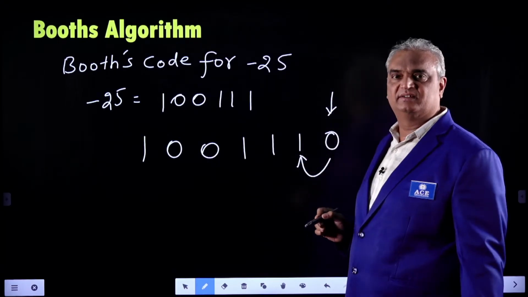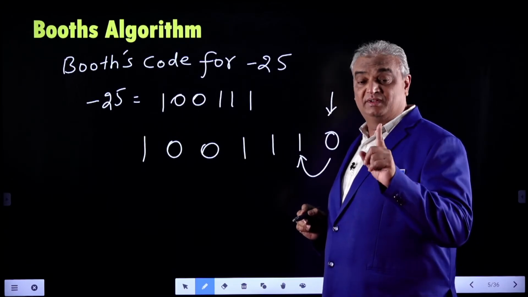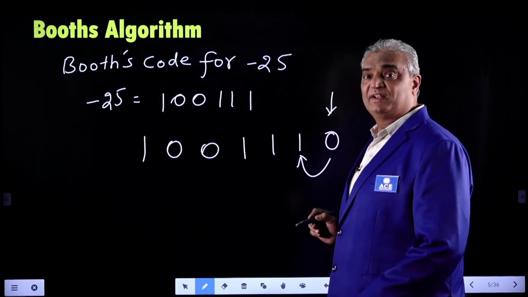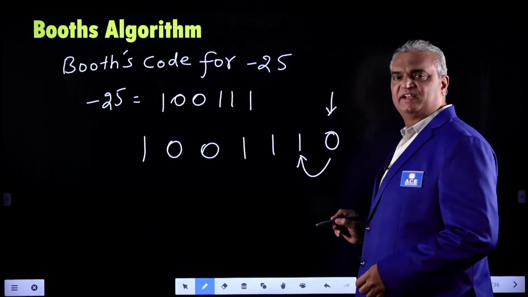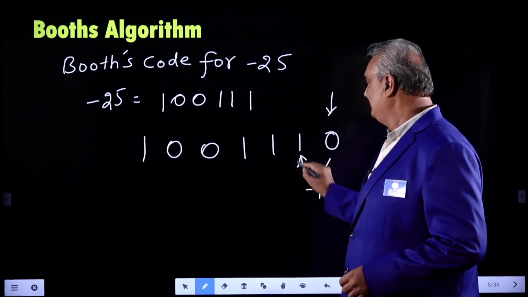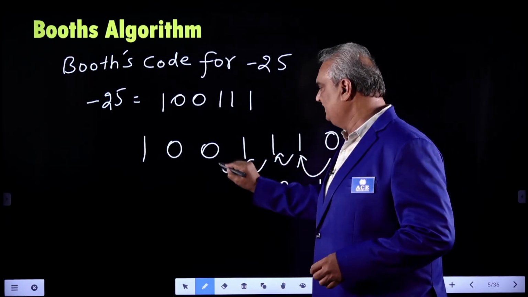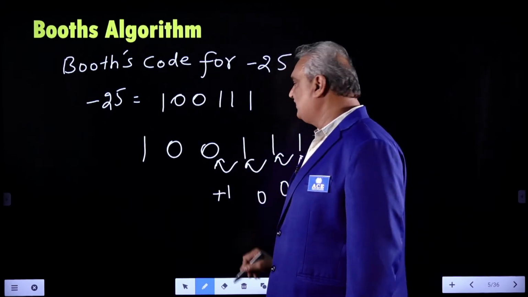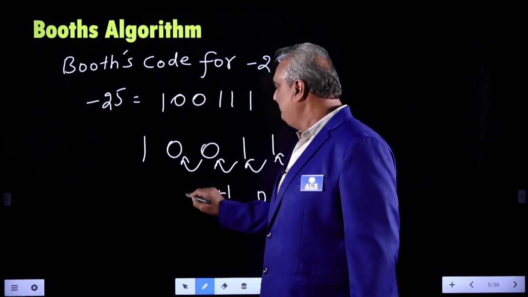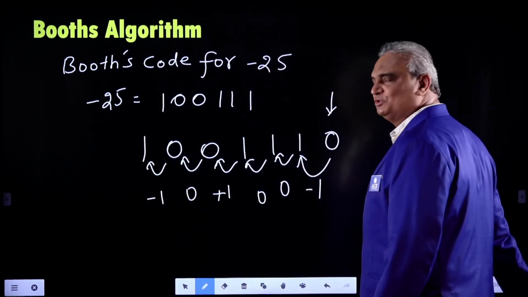Here both are different, then an operation is required. Which type of operation? The shifted multiplicand is added for +1 or -1 times. Here right side 0, left side 1 means -1 times. Next, both are the same, nothing. Both are the same, nothing. Here different means the shifted multiplicand is added for +1 times; same, nothing; then -1 times. Now it is the Booth's code.